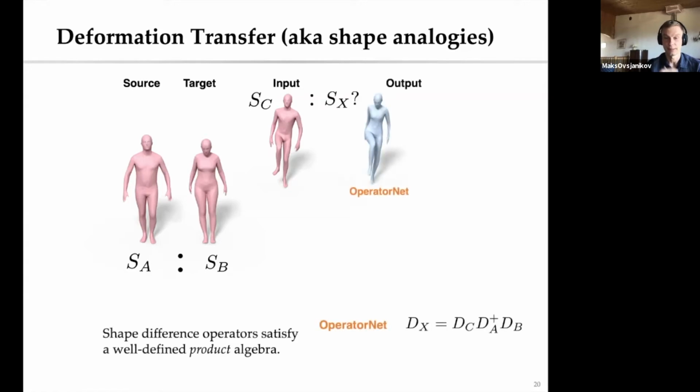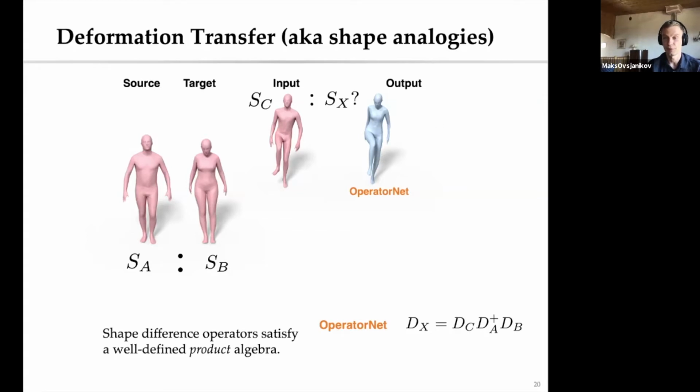And there's a nice property of these shape difference operators, which is that they satisfy a well-defined product algebra. So you can show that, for example, the difference operator associated with X can be expressed as a function of the difference operators associated with C, A, and B. This gives us a way to first synthesize a difference operator and then synthesize a shape out of it. And this property of the shape difference operators is something you can prove. It actually holds regardless of this data-driven approach for reconstruction.